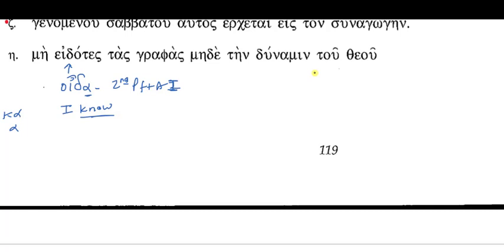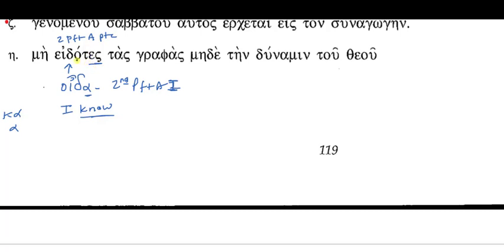Oida is the second perfect active indicative. So oida is second perfect active indicative. What is eidotes? We would say that this is a second perfect active participle, and then nominative plural masculine.